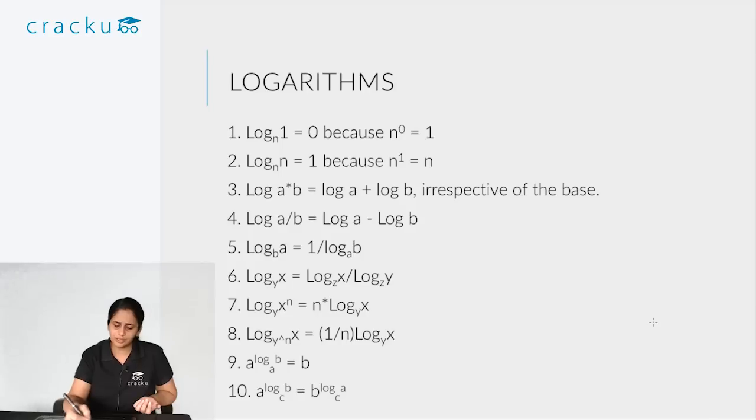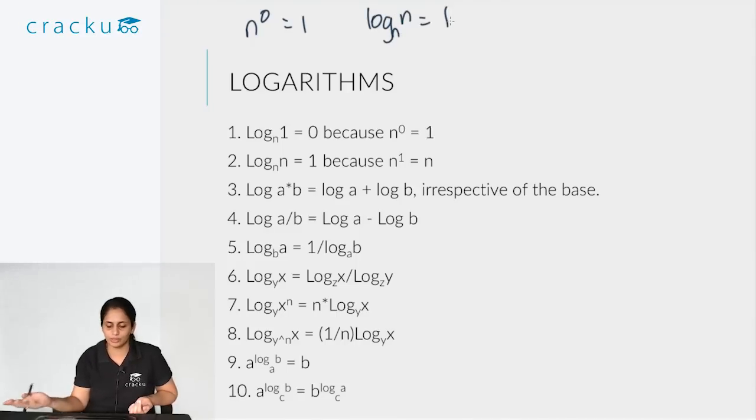So the log value of 1 is 0, because any positive number raised to 0 is 1. So log of 1 for any base is 0. Log of any number to the same base is 1, because n raised to 1 will be n. So the log of this is 1.